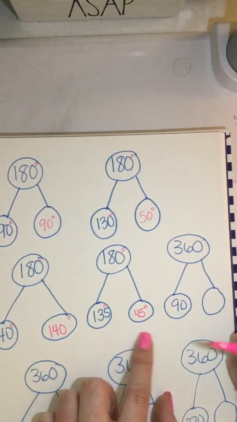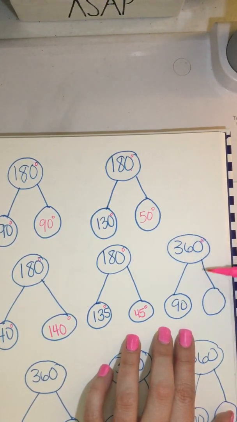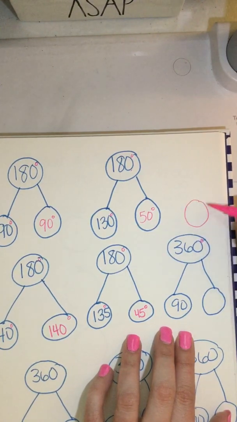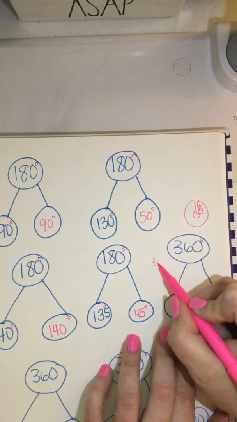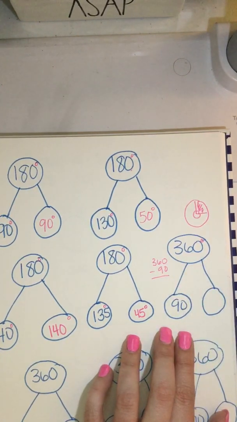Okay. Now we're going to move on to 360 degrees. And 360 degrees, if you'll remember from last week, is an entire circle. So if we think about that entire circle, and I take 90 degrees out of that circle, how much do I have left over? And I could just do a simple subtraction problem if I wasn't sure. So if I wasn't sure, I could do 360, subtract 90 to get my answer.